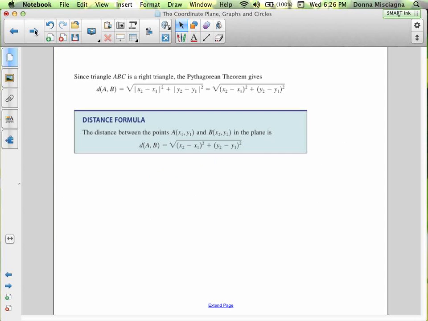So it's really easy to find the distance between any 2 points in the coordinate plane using the distance formula. Basically, what we just said on the other page is summed up at the top there. The distance between 2 points, A, x1, y1, and B, x2, y2 in a plane, is the square root of the difference in the x-coordinates squared plus the difference in the y-coordinates squared.